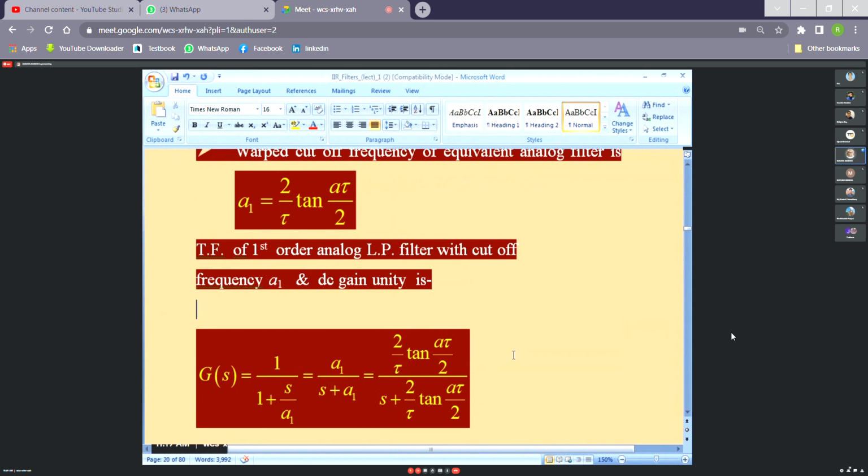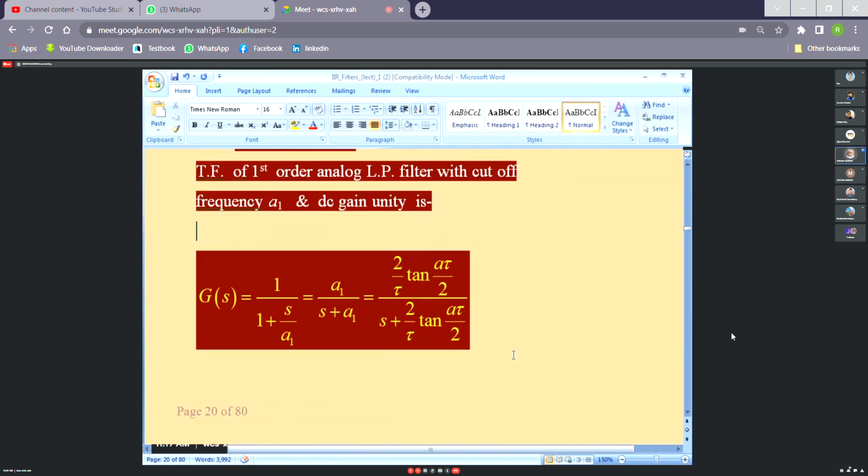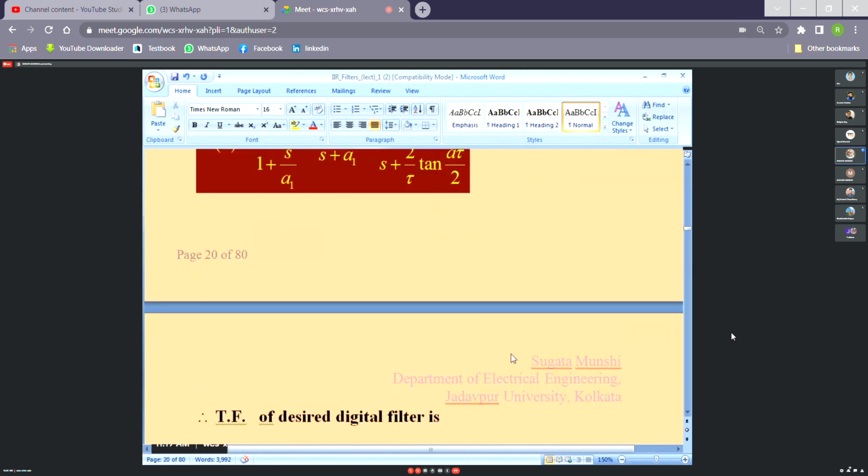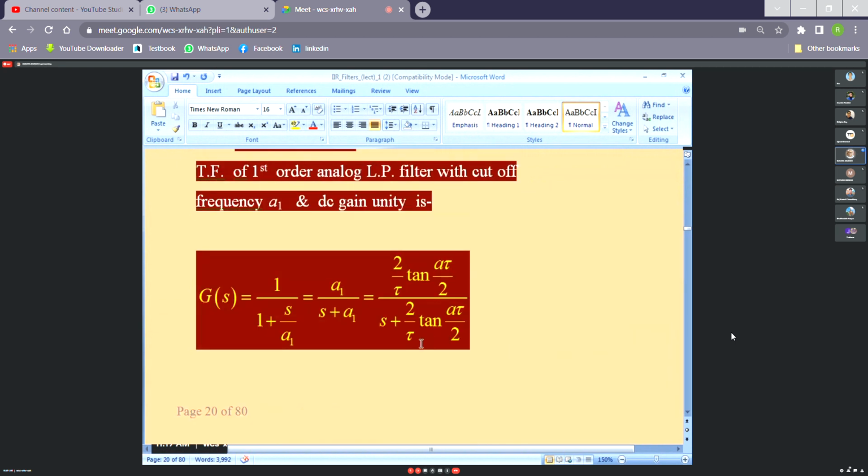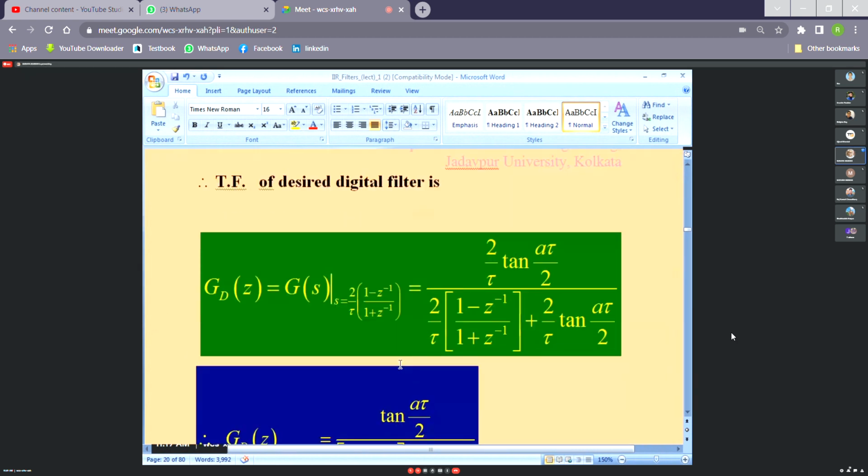All right. Now you have to apply the bilinear transformation. Application of bilinear transformation means in this expression for G(s), you have to replace s with 2 by tau times 1 minus z to the power minus 1 by 1 plus z to the power minus 1. So this is the application of bilinear transformation. Just see here that in the numerator and denominator, this 2 by tau term is common. This is an interesting thing.